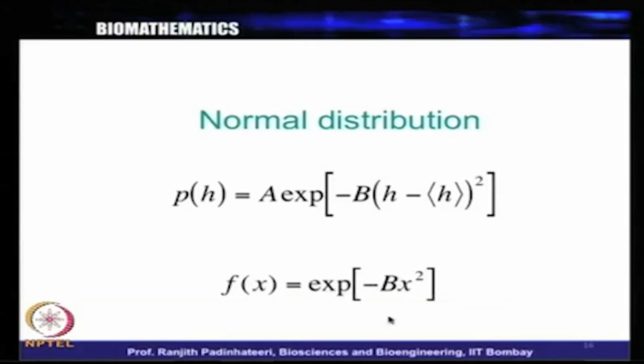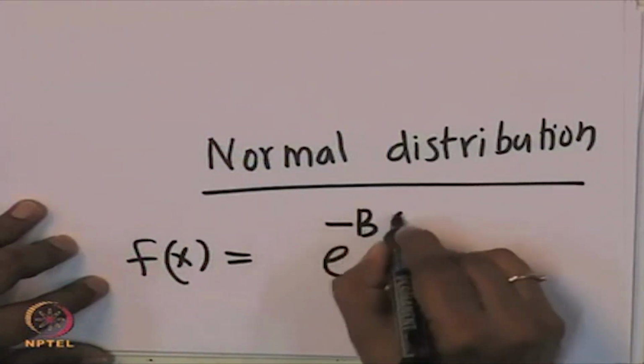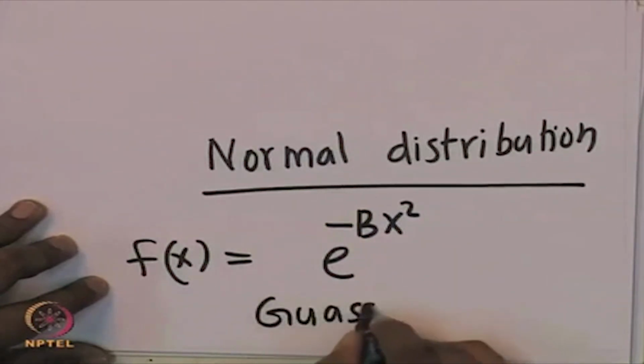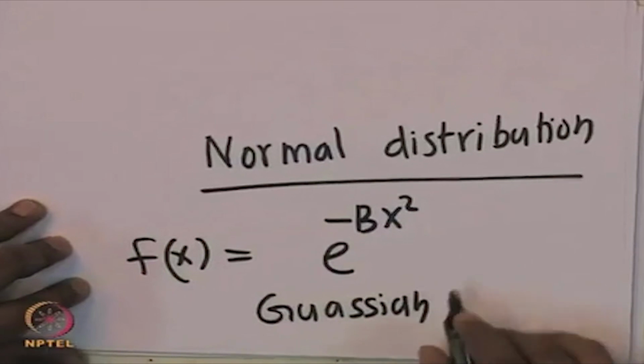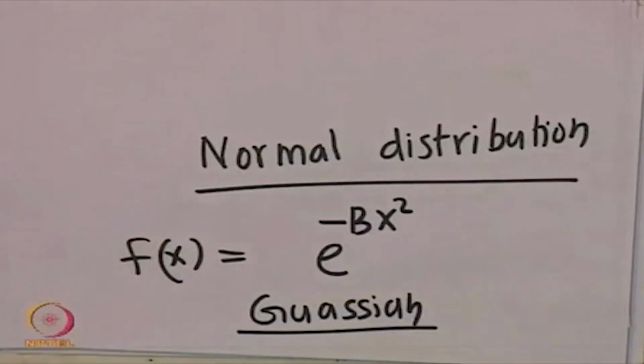If we have a function of this kind, e power minus b x square, that is called a Gaussian function. If you have a function f of x which is e power minus b x square, this is called a Gaussian. The normal distribution also has a name called Gaussian distribution, and it has a bell shaped curve.